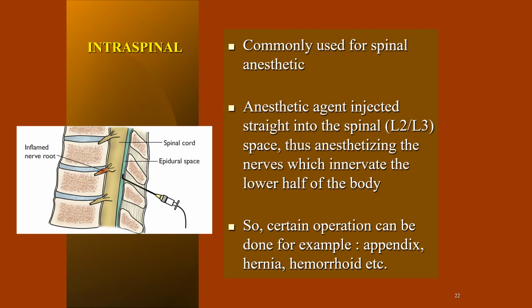Intraspinal. So normally this is used for spinal anesthetic. We can have anesthetic agent injected straight into the spinal space, example L2, L3. So when we give that drugs, it can anesthetize the nerve below that area. Okay, so you can have anesthesia of lower half of your body. So this is useful for certain operation, for example appendix, hernia, hemorrhoid, and others.